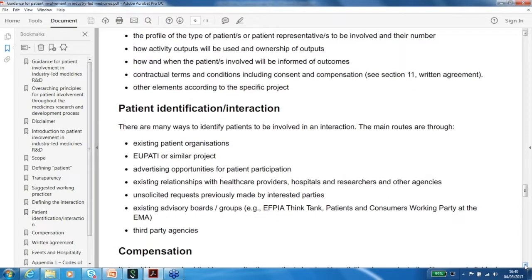And as I track down, there's the patient identification, which I mentioned earlier. Many people have asked questions, how do we find the patients? So we covered that in the EUPATI guidance as well. And you'll see there's a whole list of ways of finding or identifying patients.